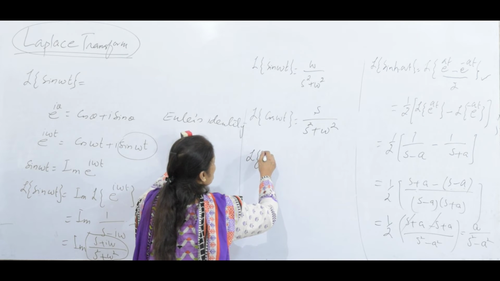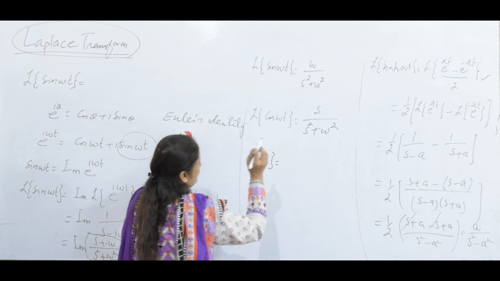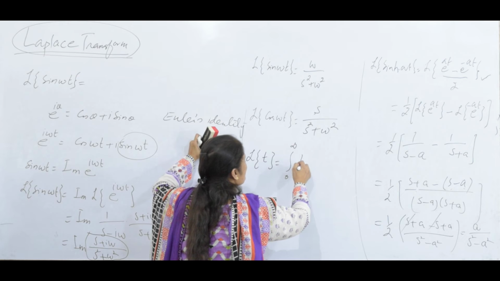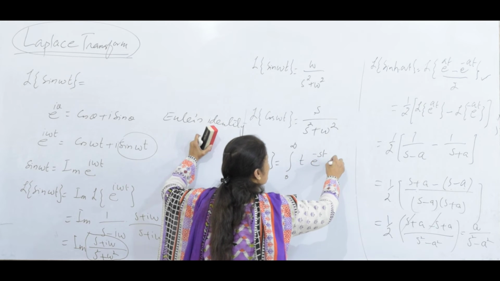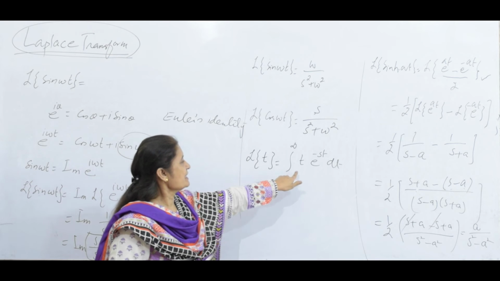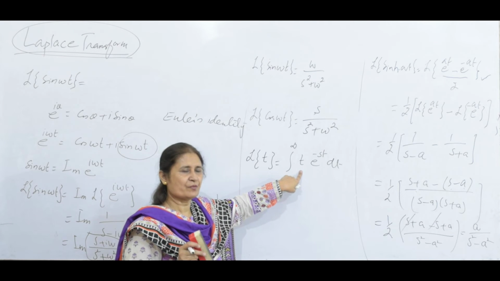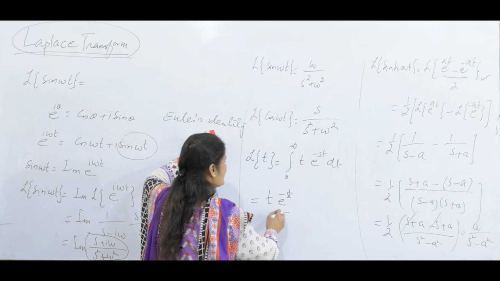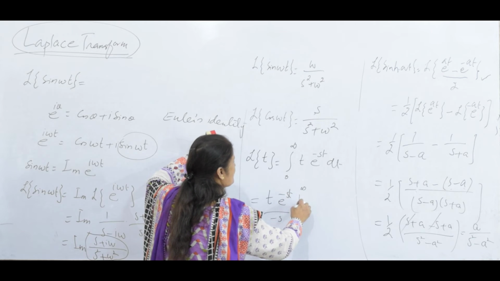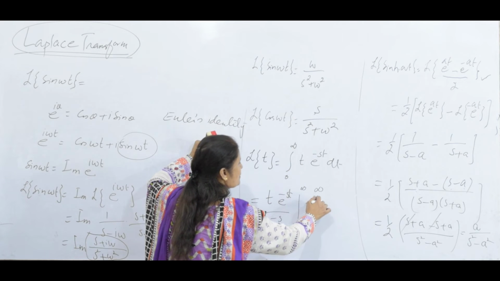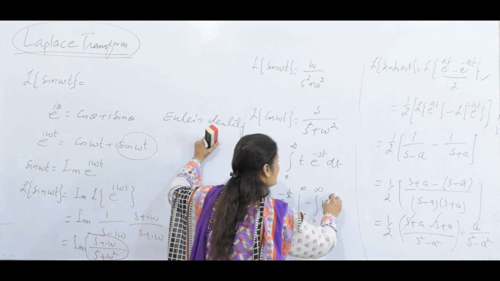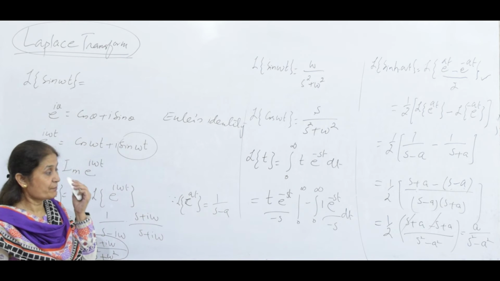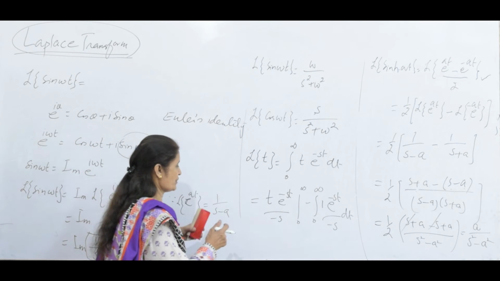A couple more. Let me find the Laplace of t. By definition, it is the integral from 0 to infinity of t e^(-st) dt. I am integrating by parts, with the polynomial taken as the first function: first function times integral of the second, minus the integral of the derivative of the first, which is 1, times the integral of the second.